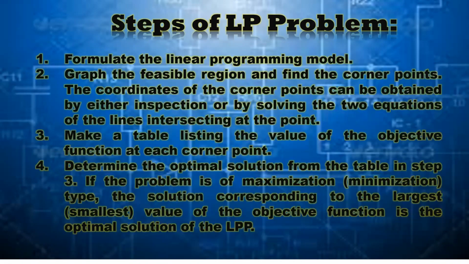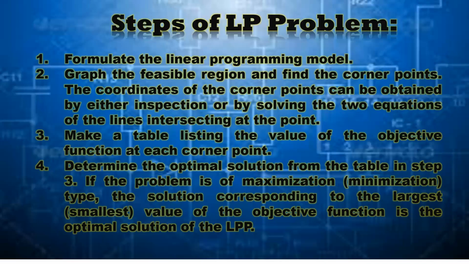For number one, we need to formulate the linear programming model. Again, you cannot find the optimal solution of an LP problem if there is no LP model. For those that have already watched part one, this is the continuation. But for those that start with this part two, I recommend that you see part one of this video. For number two, you need to graph the feasible region and find the corner points.